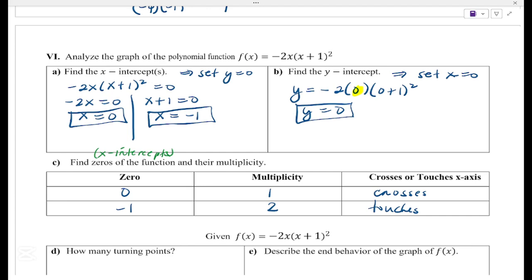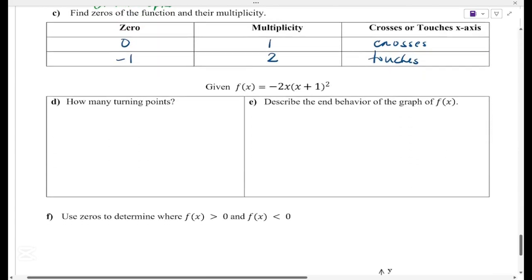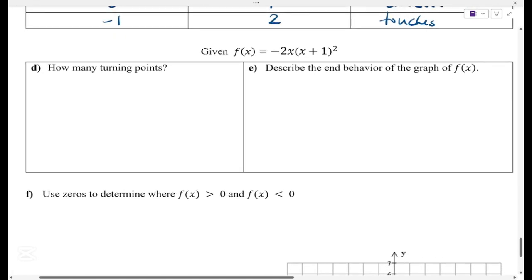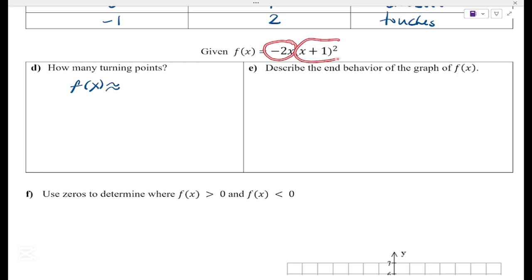So that's how you write or identify the behavior of the function based on multiplicity, crosses and touches. And then for letter D, I just copied the given again here. We need to find how many turning points there are. Since we have a given function, we can identify the degree, so let's identify how the function behaves. We do not need to expand this to get the degree. So we can have this term, this is the first term, and this is the second term.